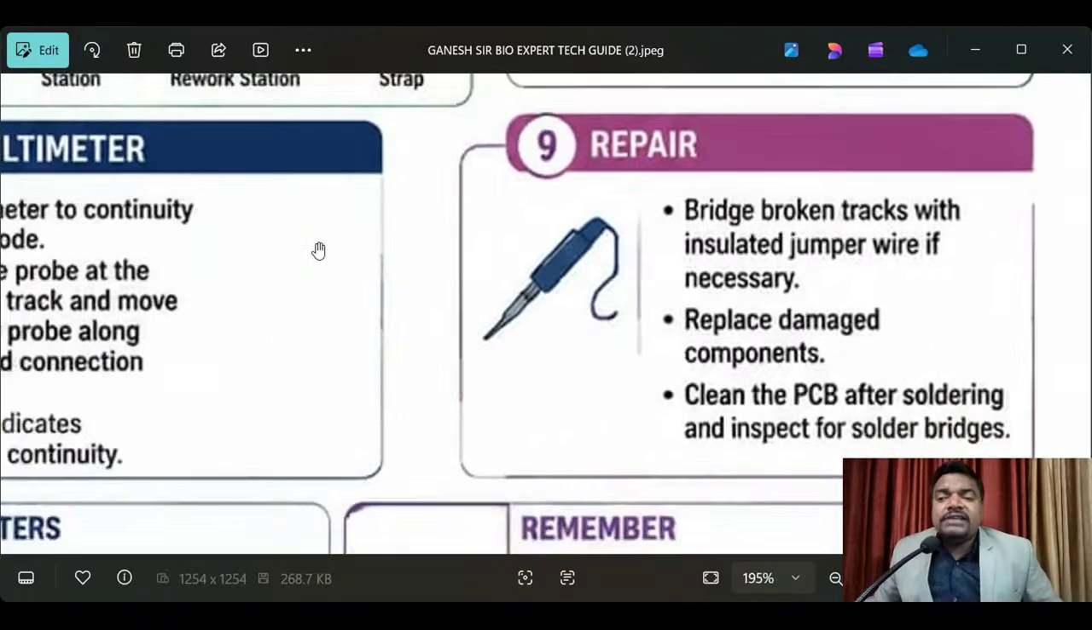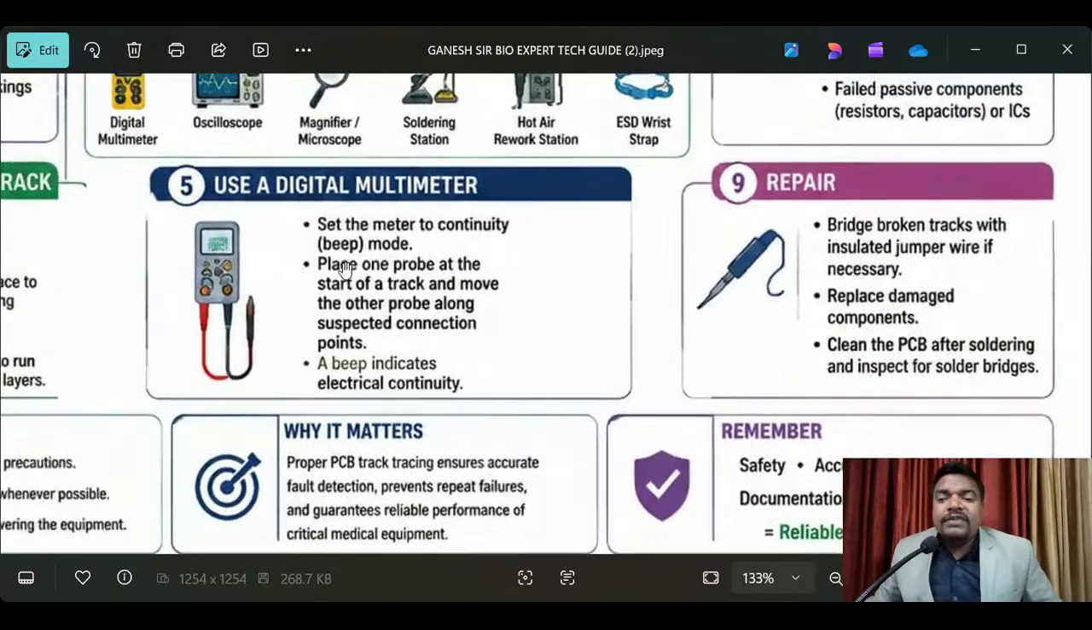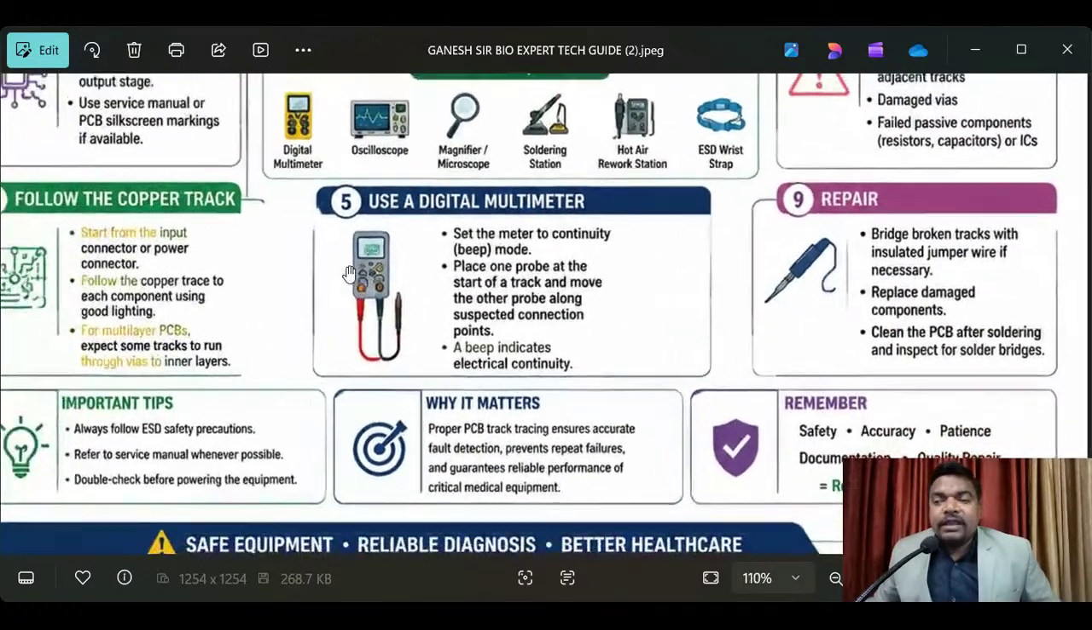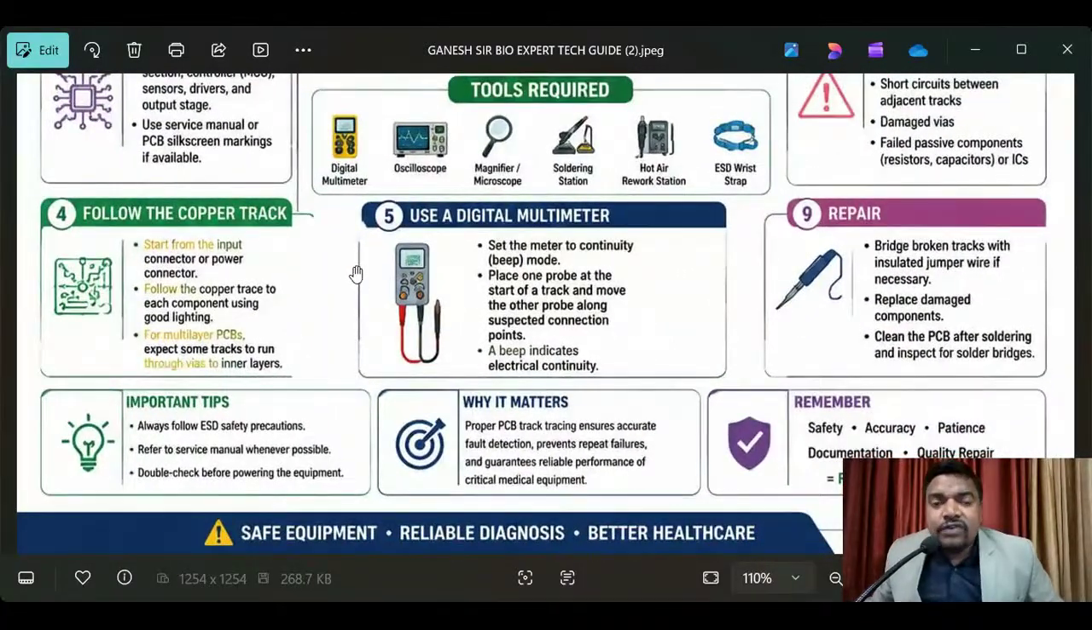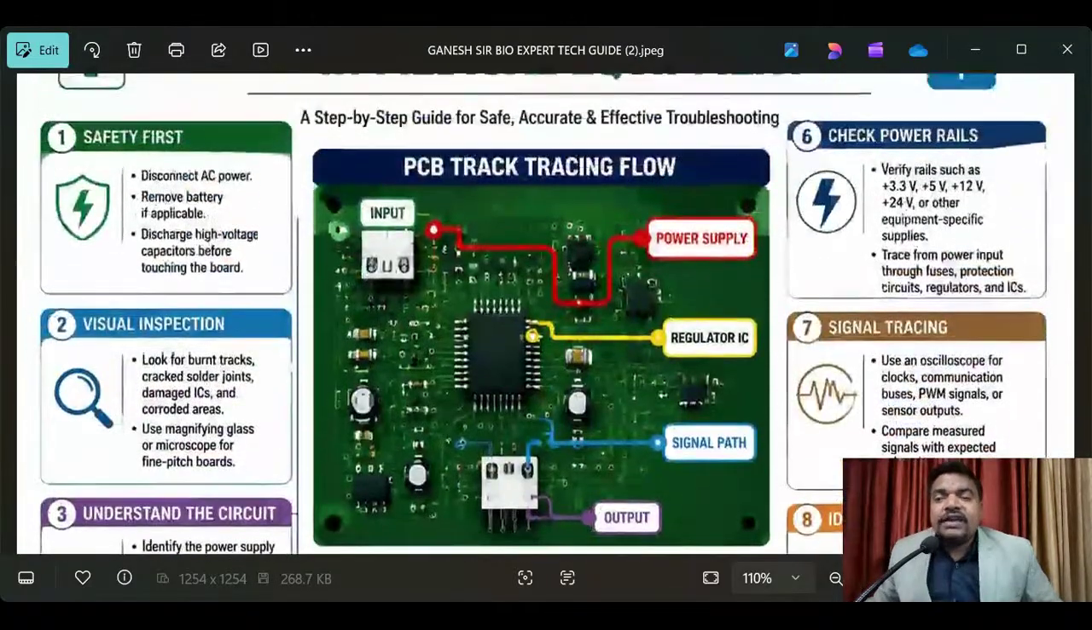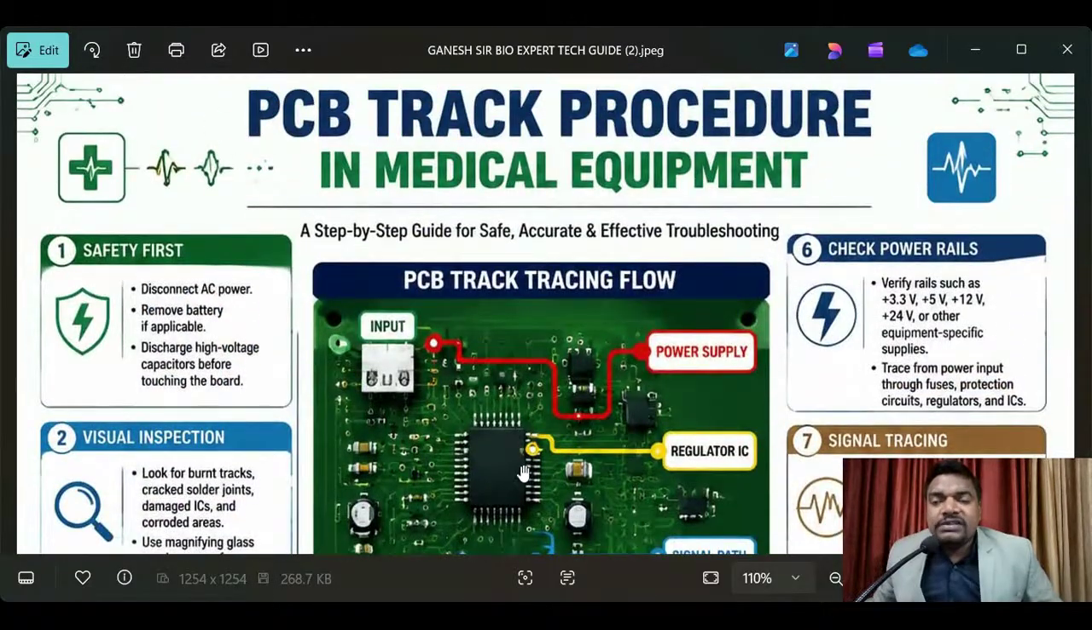These 9 points are very, very important, and this is the information I'm giving here. Today my intention is that every engineer should have basic information. That's why I want to give the complete information about the PCB trace procedure. Okay, so here I have given the explanation.